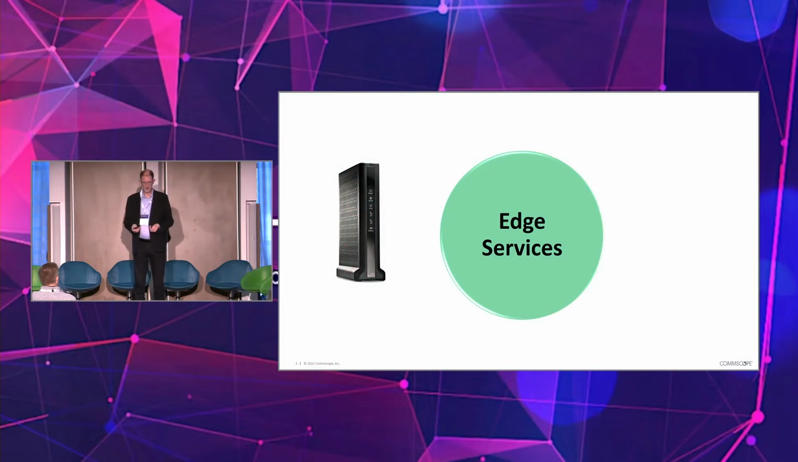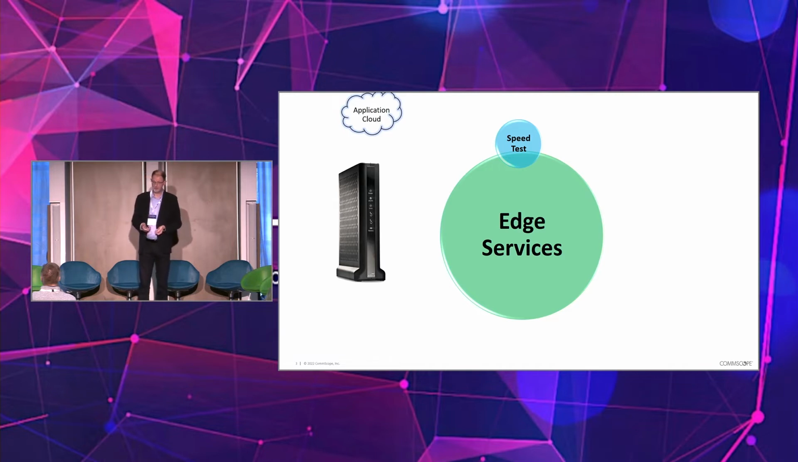So right now, we've talked a lot about edge services. The primary one we see today is a speed test. A lot of people want to embed that into their router, and the speed test has a corresponding application in the cloud. So when that speed test gets updated, because the cloud application might get updated, it's very important that the embedded speed test gets updated at the same time.